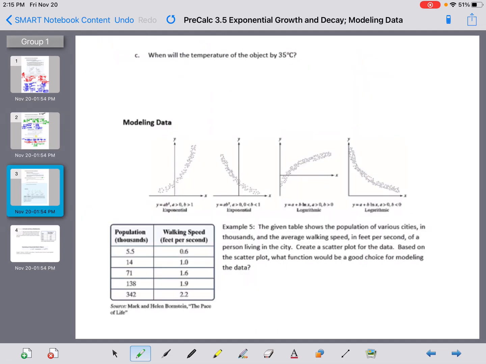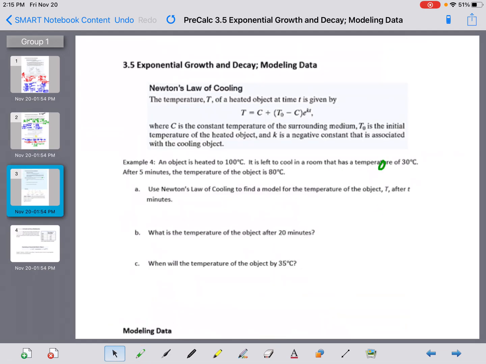All right, let's do another one. Where else do we use these, okay? This is Newton's law of cooling.